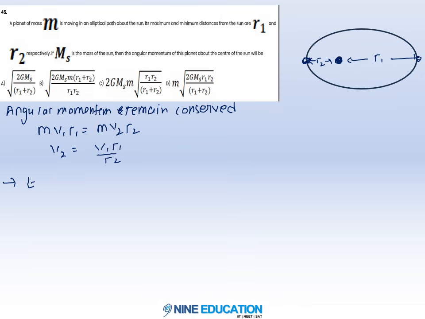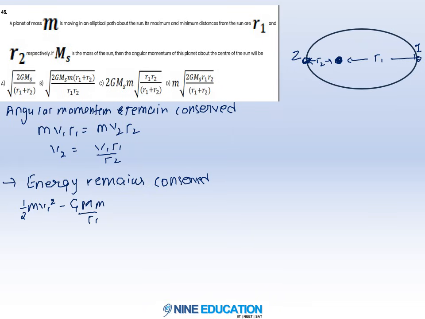Second thing, energy also remains conserved. So can I write that the total energy at point 2 and at point 1 is the same. So at point 1, half m v1 square minus G M m upon r1 is equal to half m v2 square minus G M m upon r2, right? So just put the value of v2, from the angular momentum m v1 r1.